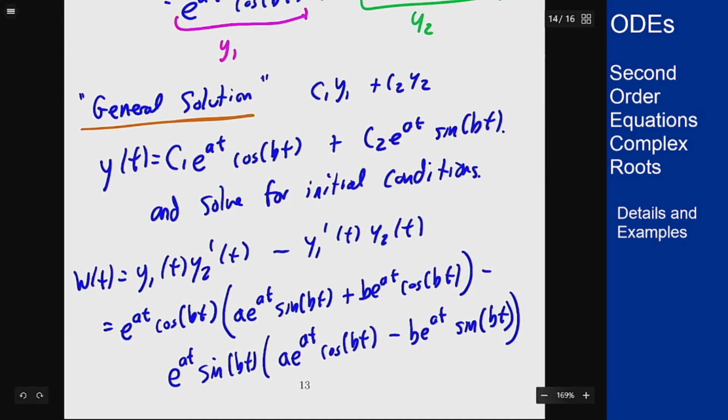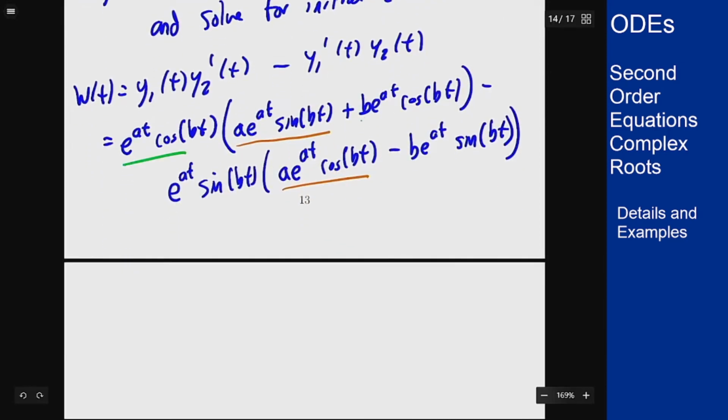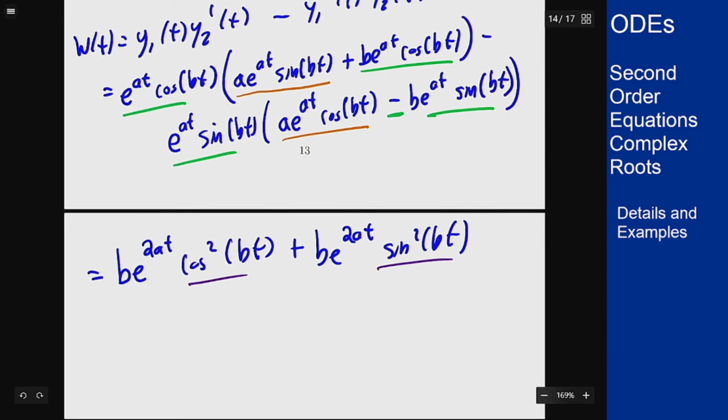And if you look at this, we can see that this cosine sine term pair will exactly cancel with this cosine sine term pair because of the minus sign here in the middle. So what I'll be left with from this is just this times this, and then plus this times this. So I'll get b e to the 2at cosine squared of bt plus b e to the 2at sine squared of bt. But cosine squared plus sine squared is 1, and they have the same thing out front, which means this just evaluates to b e to the 2at.